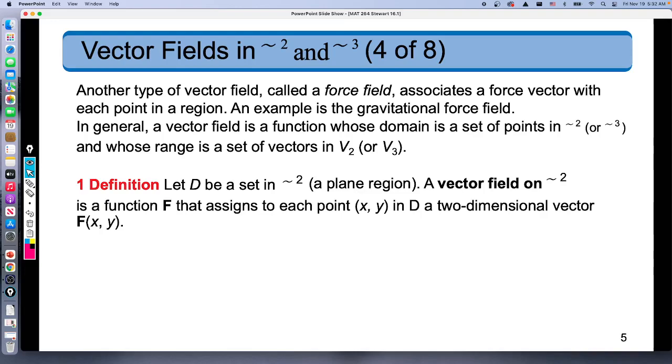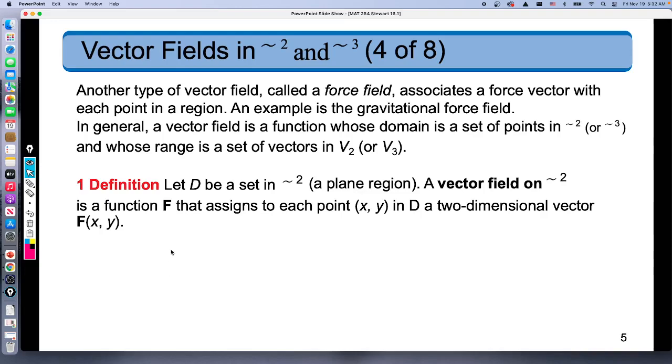Okay, so a vector field could also be called a force field if it associates a force with the vector, where the length of the vector represents how much force. So stuff like gravity is a force field.